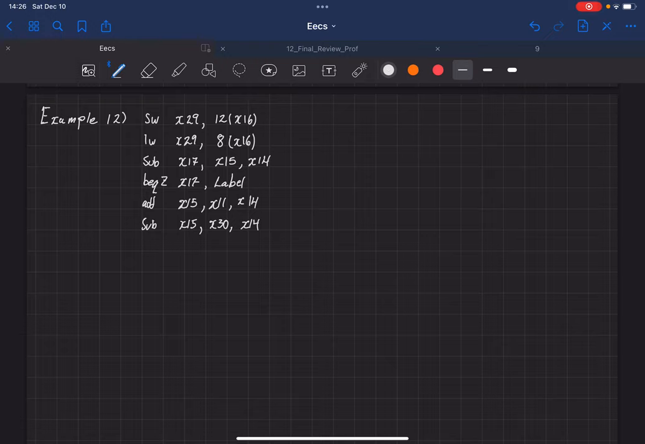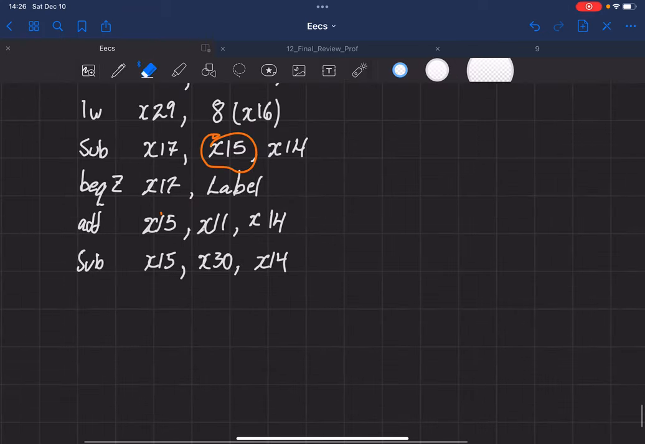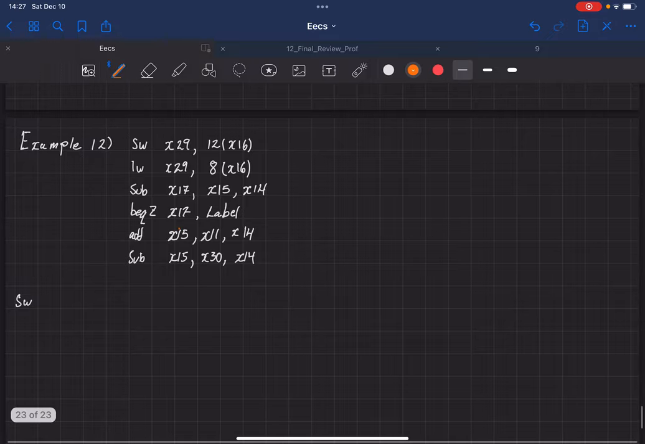Okay, so let's begin here. We'll start with the store word. And honestly, we don't have any data hazards because all the registers that are used are not used. Like here we have it written over, but it's not really relevant because the computation for the subtract will be done before the write back happens for the add. Okay, so there's no real data hazards here, just structural hazards.